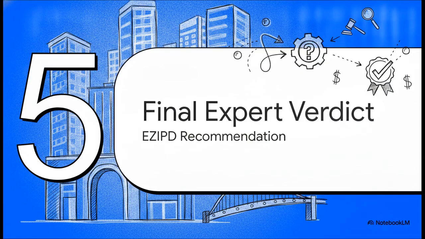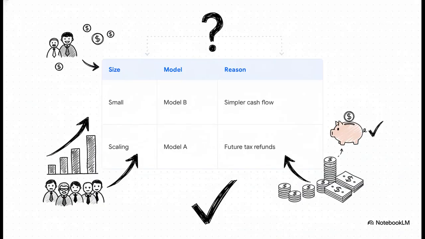Which brings us to Part 5, the final expert verdict, and EZIPD's ultimate recommendation. EZIPD actually uses this really brilliant logic matrix to help make the decision. The right structure completely depends on the current state of your business. If you've only got a small team in China and your transaction volume isn't massive just yet, EZIPD usually recommends Model B. It's just so much easier to manage. But if you have a larger team and you're rapidly scaling up your operations, Model A is the clear winner. Specifically so you can capture those export tax refunds down the road.